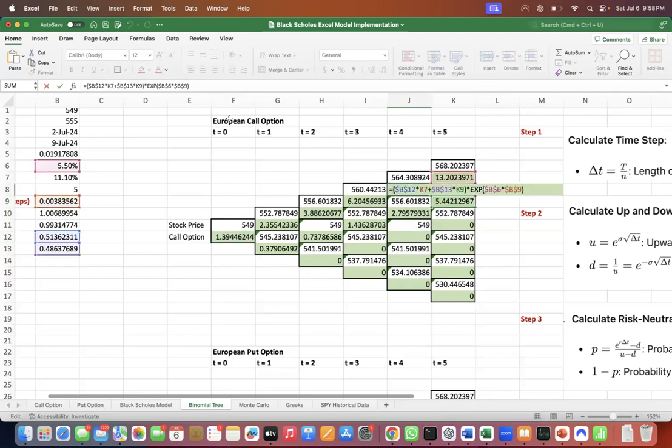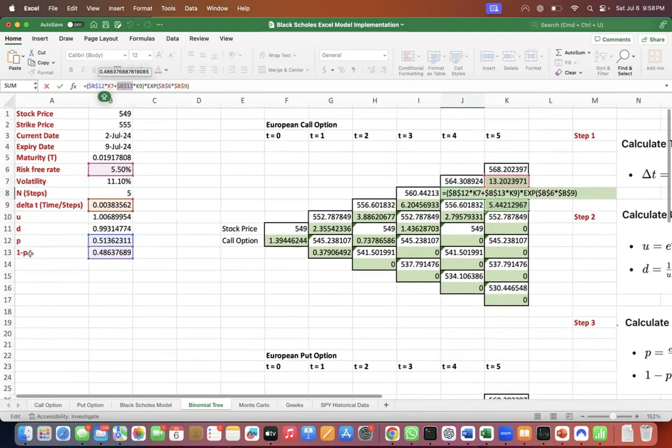So we are multiplying p with the up value, and if you see, this is nothing but our p. We are multiplying it with the up value, which is K7, which is this value, right? And then we are multiplying 1 minus p, which is your K13, with the down price, the down stock price, which is K9. And then you just need to multiply with e raised to minus r delta t. So r in this case is 5.5%, and delta t is what we calculated.